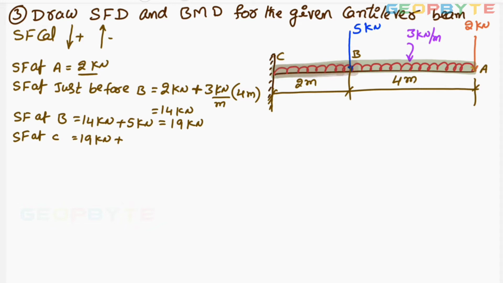Already the effect of UDL on shear force between A and B has been found. Then the effect of UDL between B and C should be found. For that, you multiply UDL with the UDL distance. The UDL between B and C is 3 kilonewton per meter, multiplied by the UDL distance between B and C, 2 meters. Meters cancel, finally kilonewtons.